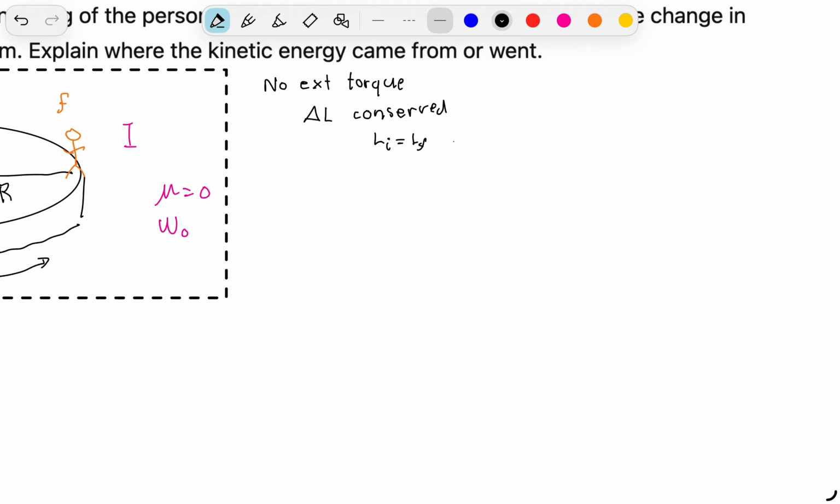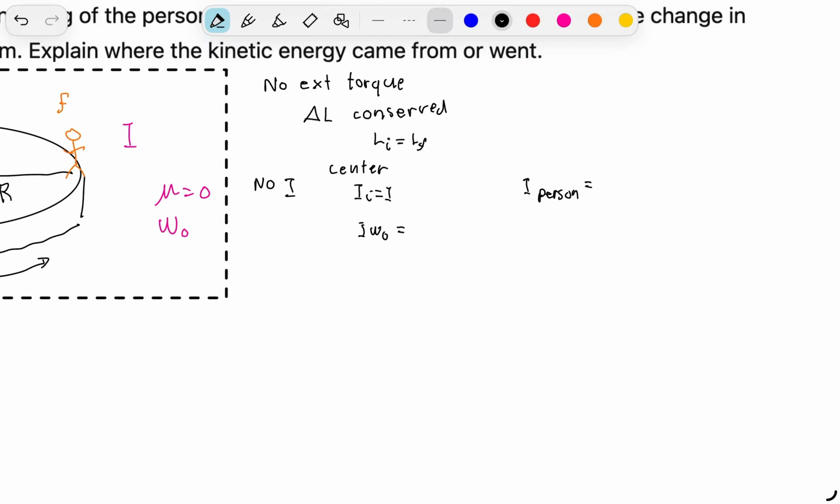We can write our initial angular momentum. If the person is at the center, that means they have no contribution to the moment of inertia. So you can write on this side I omega initial. For our final moment of inertia, the person is now at the edge.